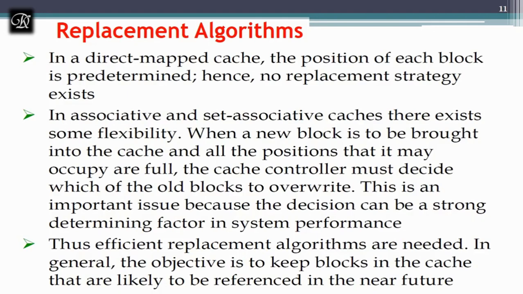But associative mapping and set associative mapping provide the flexibility of deciding where to place data and how to utilize the empty spaces. This can be done with the help of a replacement algorithm. Which block in the cache memory has to be replaced, and why it has to be replaced, is the decision taken by the replacement algorithm.